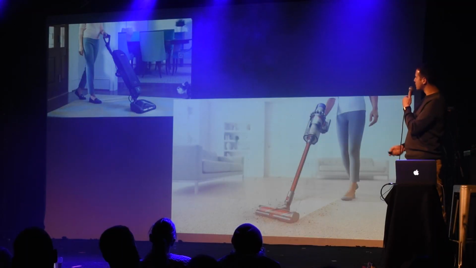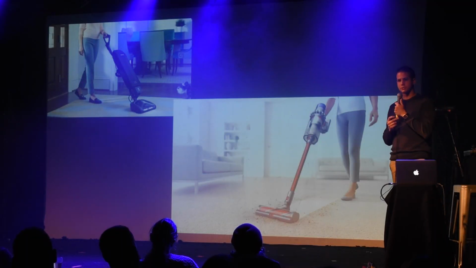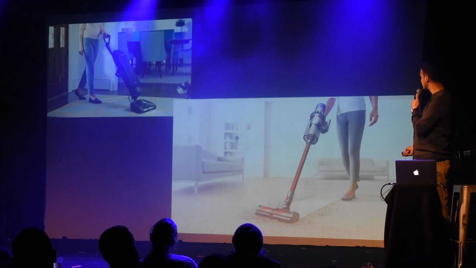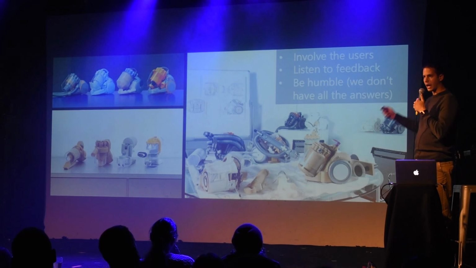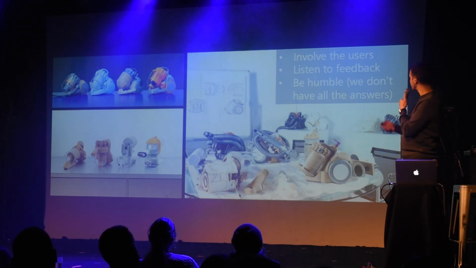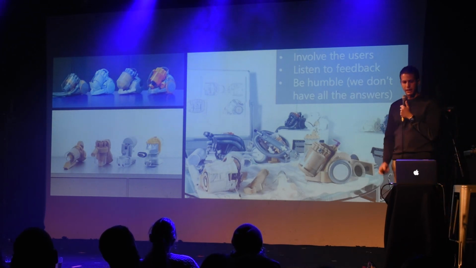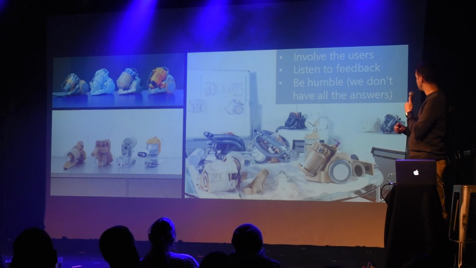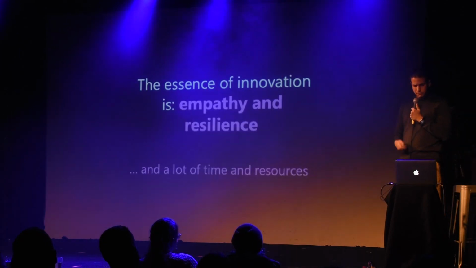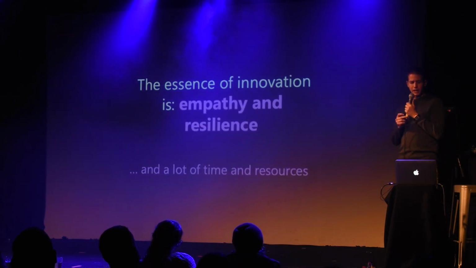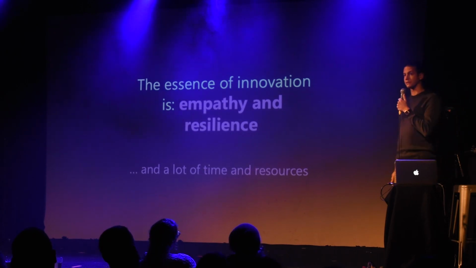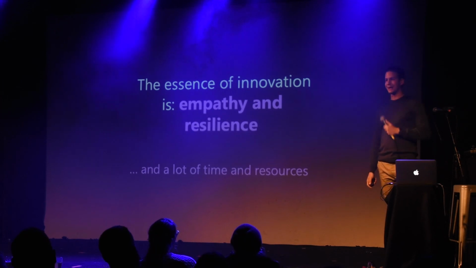A good example of this is Dyson. They are very good at analyzing a problem that we thought was already solved. Dyson really thought, well, we can make this better. It's a really annoying experience. So they are really good at going through this prototyping process and involving the users. So listen to the feedback. Be humble, even if you're a scientist, whatever the field is, listen to other people. We don't have all the answers. So, in essence, the secret for innovation is empathy and resilience, and of course, a lot of time and resources. Thank you.